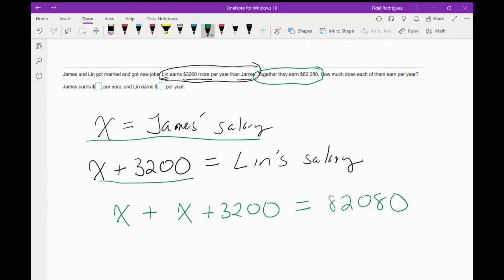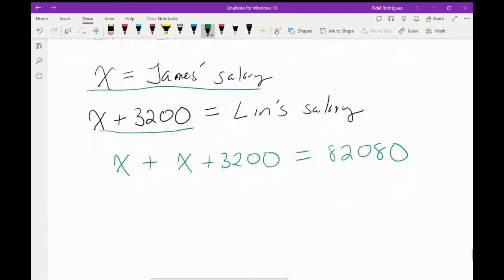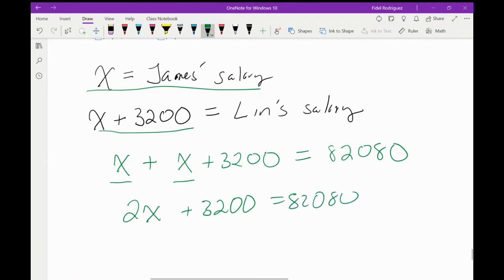$82,080. So I said this in the video, but the one thing I really want to emphasize, y'all, is that if I'm looking for two things here, like how much James earns and how much Lynn earns, I should see the letter X twice in my problem, okay? So I see the letter X twice, so X plus another X will leave me with a 2X plus 3,200 is equal to 82,080. So again, the next thing I need to do is get rid of my 3,200, so let's subtract that.